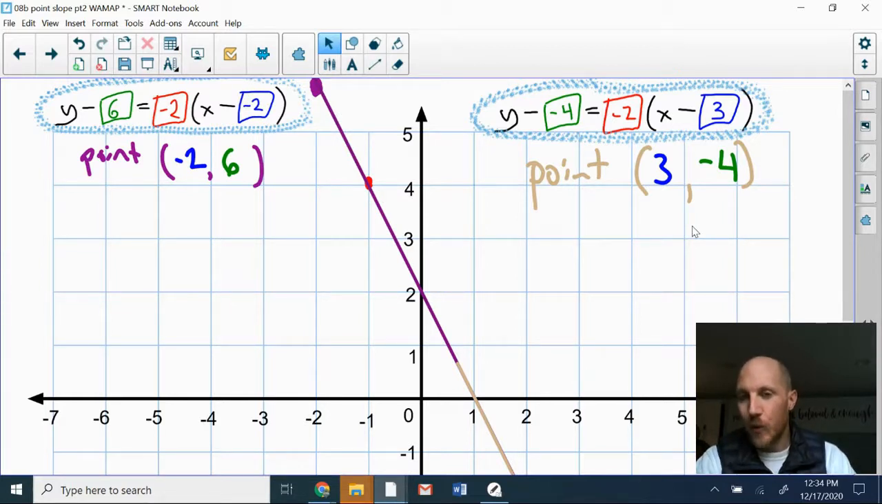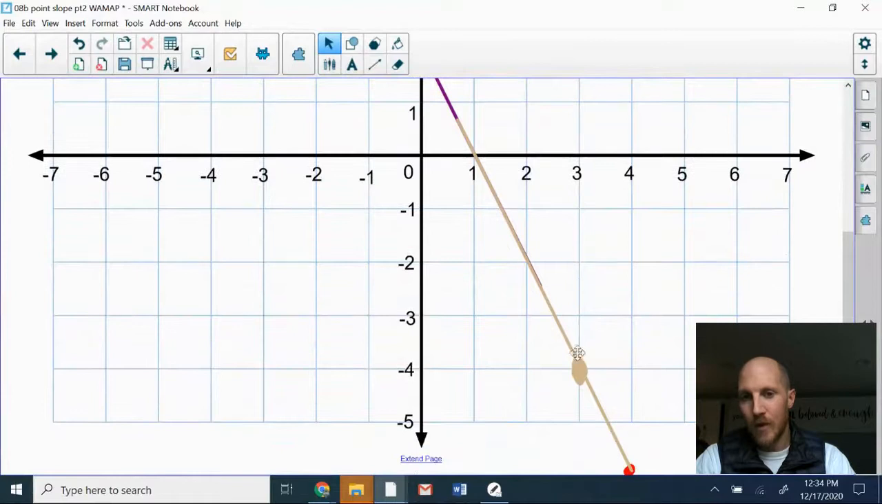So I started at the point 3, -4, and I did this one in tan. For 3, -4, I go to the right 3 and down to -4. And there's my tan dot. That's where I started from. I used the slope again to go down 2 spaces and right 1 to get the next dot, that red dot.